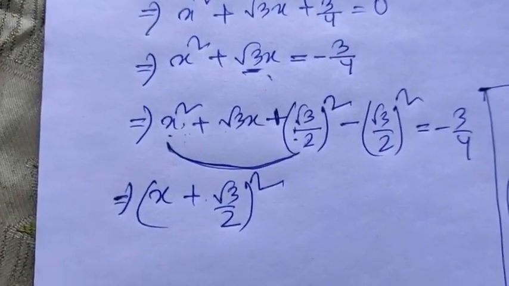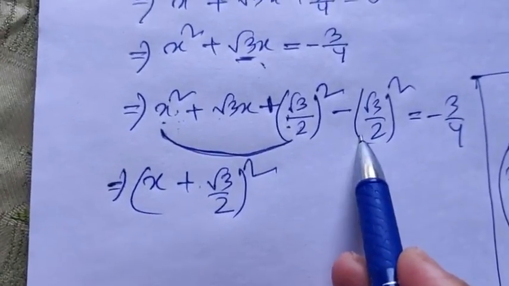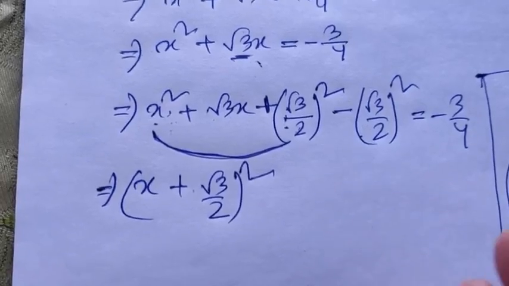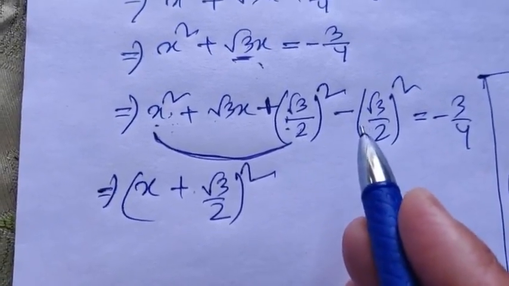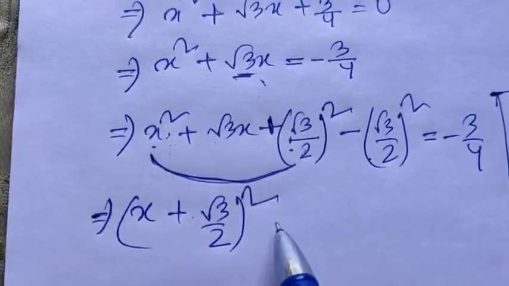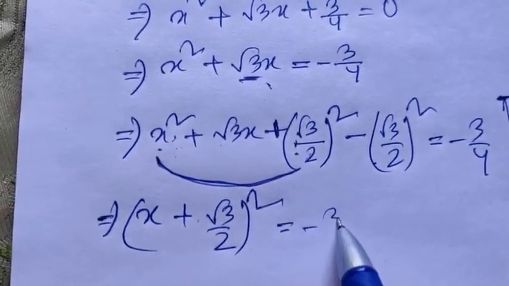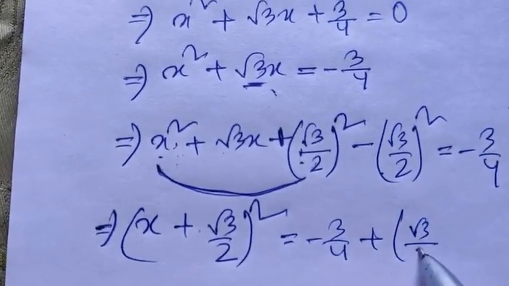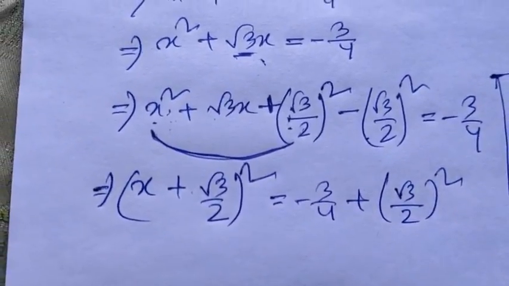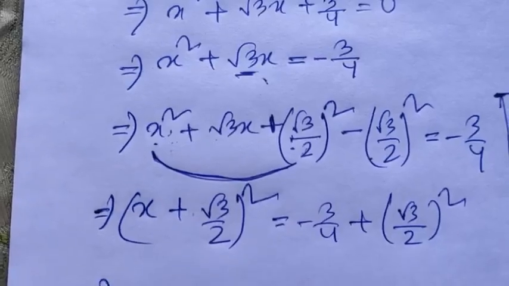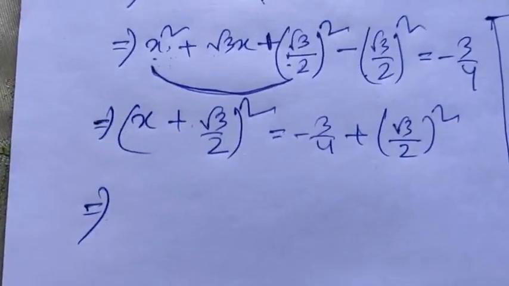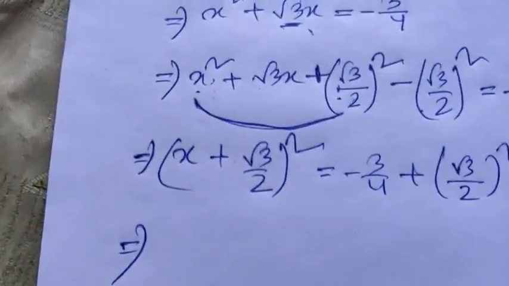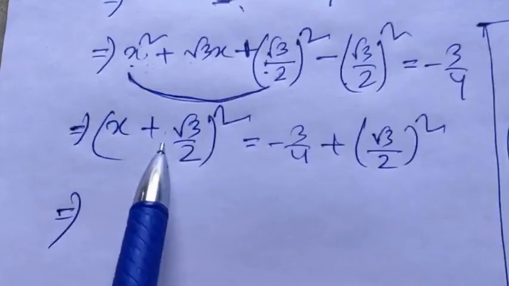And this one is equal to the right hand side. If we take this one to RHS, this will also become plus. On LHS it is still minus. So minus 3 by 4, this was there, and plus root 3 by 2 whole square. Okay, students, you may not have understood that one clearly. I'll say it again.